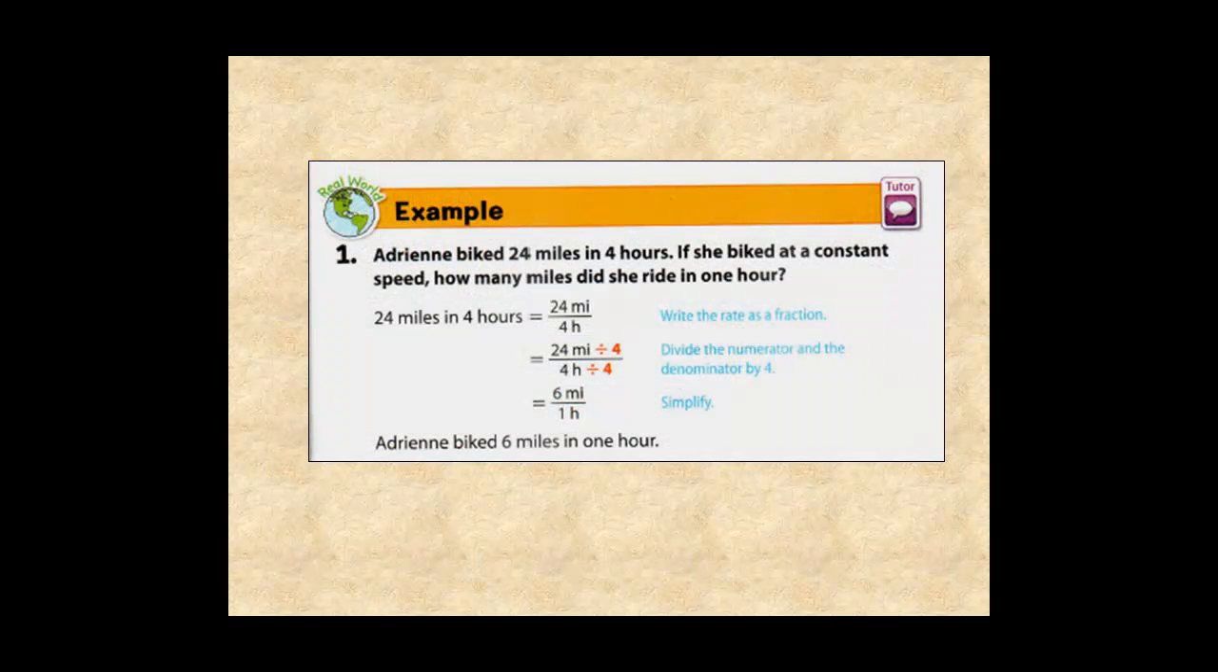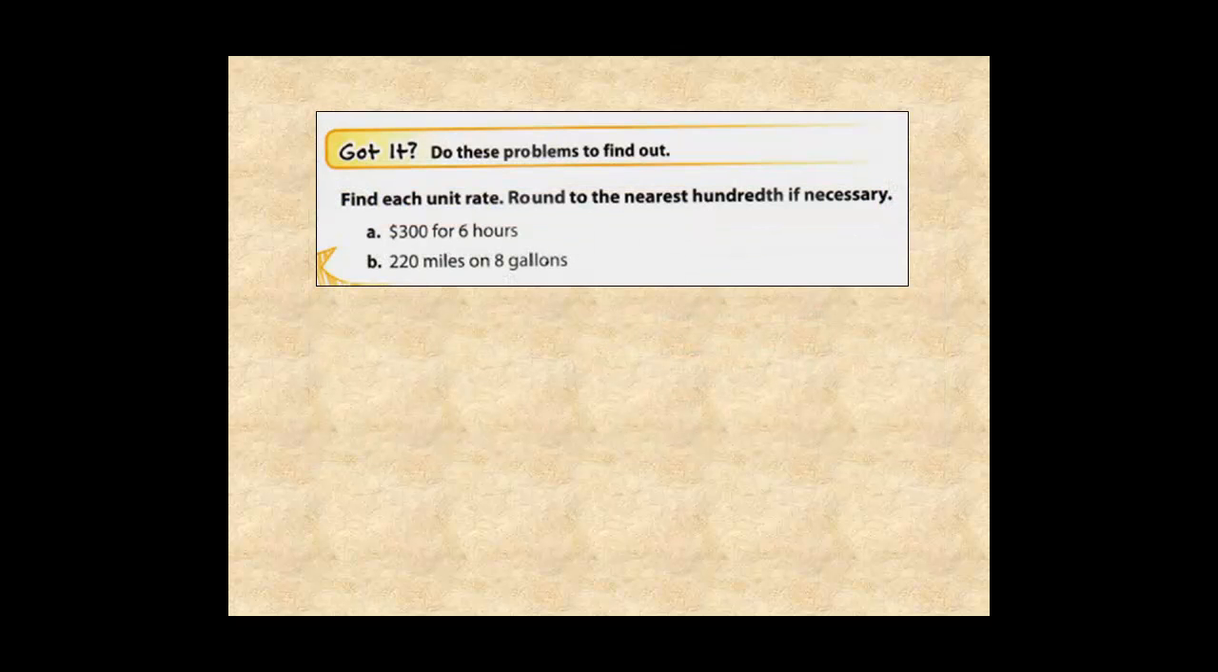In example 1, you have 24 miles in 4 hours. To get a unit rate, divide numerator and denominator by 4, and you get 6 miles in 1 hour for a unit rate. You know to put hours in the denominator because of the phrase in 1 hour. If you think you've got it, pause the video and try these problems.